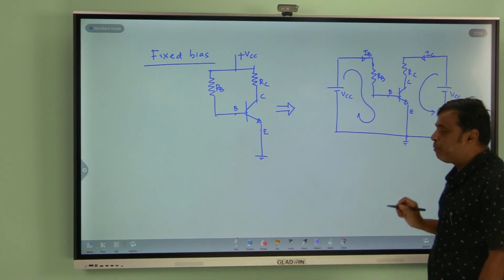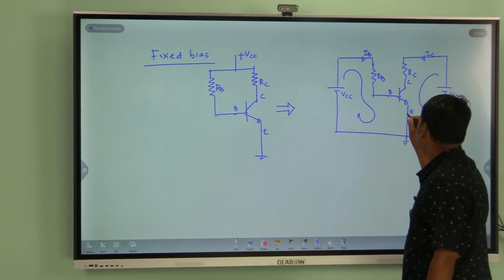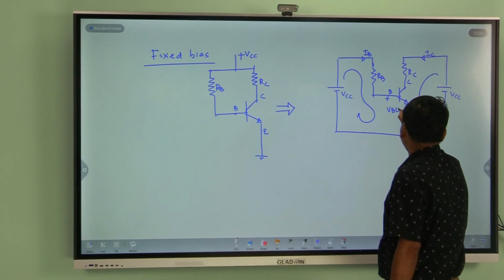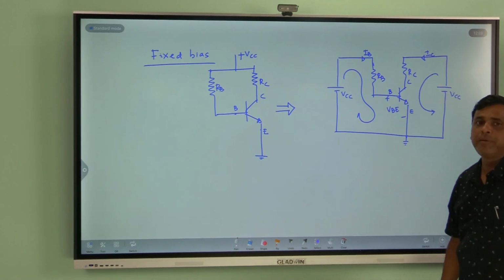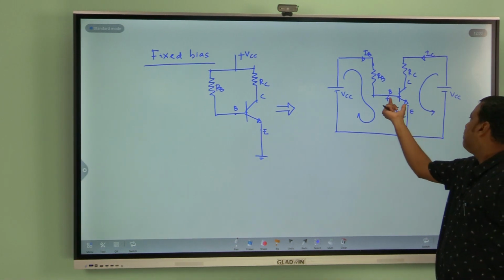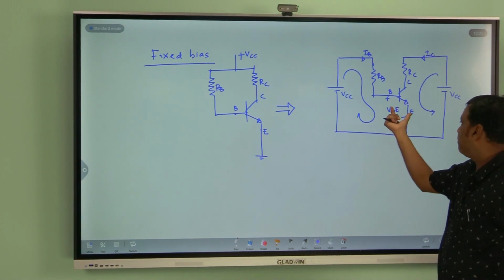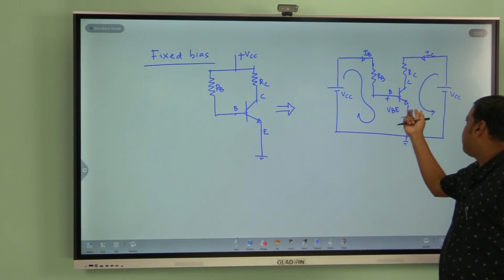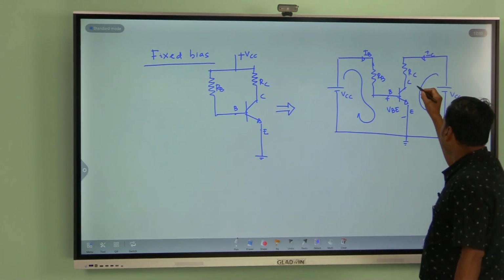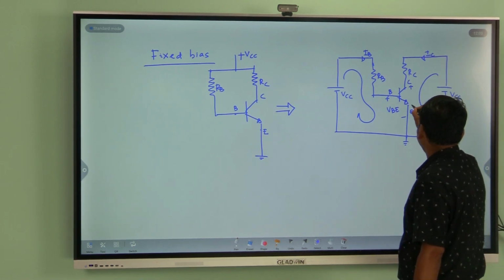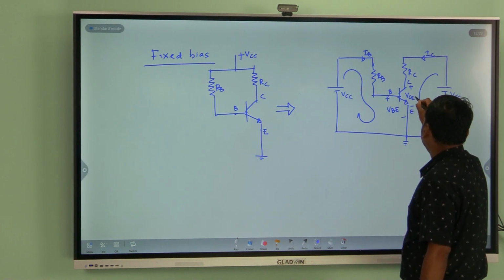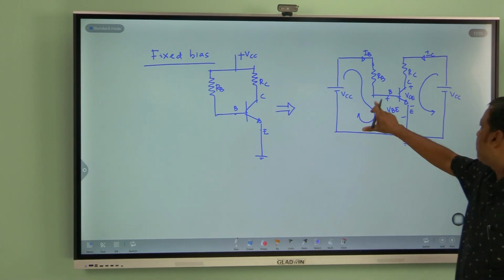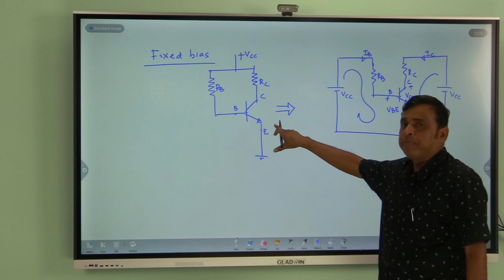Another important thing is, between base and emitter there is always a potential, that is your VB. You should consider the base emitter voltage, it is very, very important. If there is a transistor, between base and emitter there is a potential VB, you should consider this VB. Similarly, between collector and emitter there is a potential, that is your VC. Our circuit is completed. This is a simplified model that I have simplified from the fixed bias scheme.